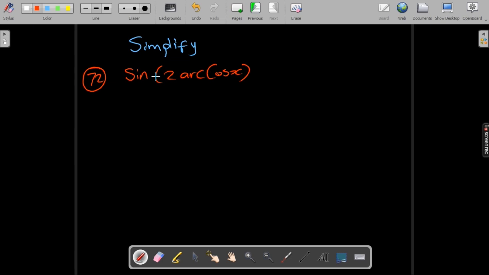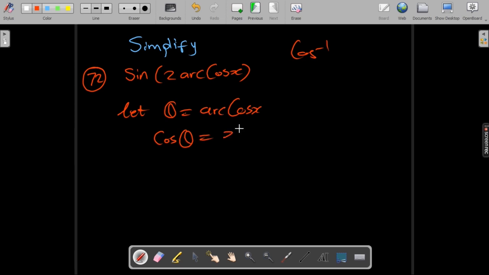So we're asked to simplify this. Let's let theta equal arc cosine x. Arc cosine of x is the same as this, they just wrote it in words. And if theta is this, then that means that cosine of theta is x. So if you have theta equals arc cosine of x, finding the cosine of both sides leaves you with this.